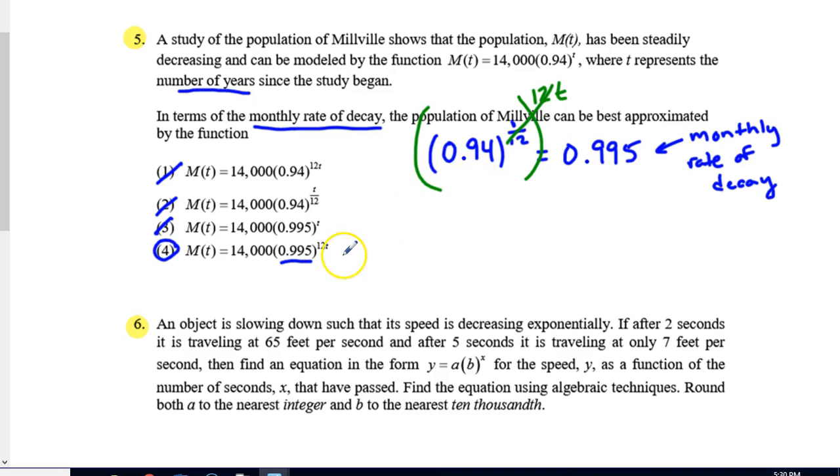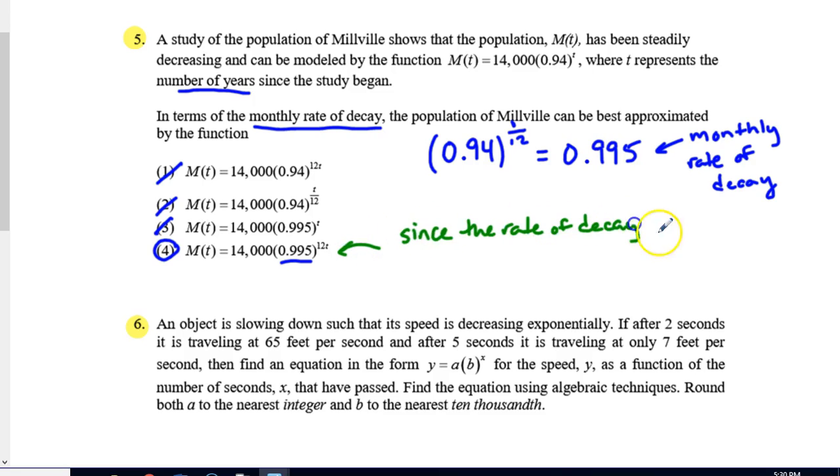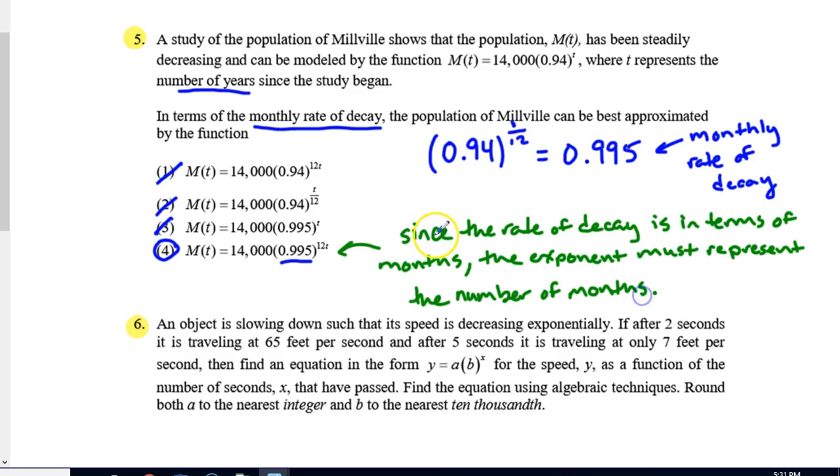I'll just get rid of that work there. I'll just make a little note here. So since the rate of decay is in terms of months, not like years like it was up here, the exponent must be a number of months. And so those always have to correspond.